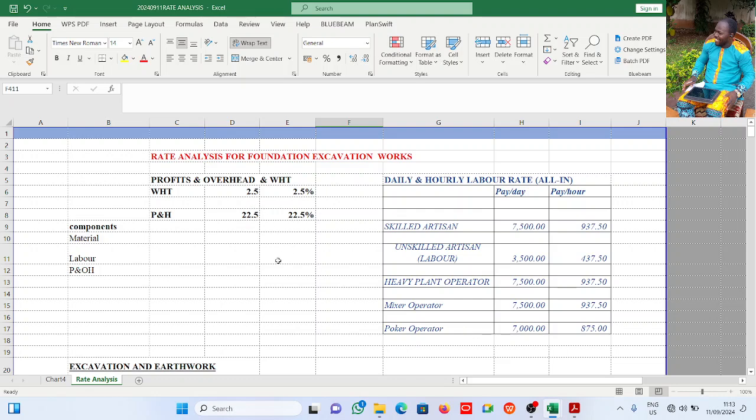and other ancillary works under excavation in one video, so that we don't have to come back and be loading.